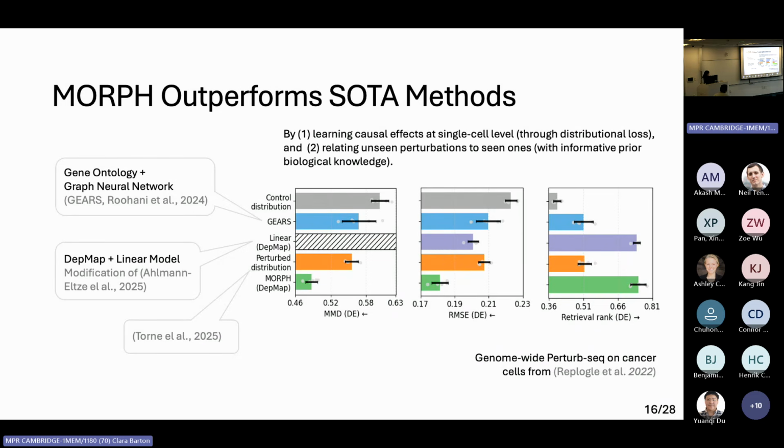So essentially, I think the major contribution of MORPH's performance gain is coming from this type of MMD training using single cell level information. If you use, say, RMSE or randomly paired cells, you are probably going to do much worse on these MMD type of metrics. And secondly, it performs well compared to some of the methods because it can use this very informative prior biological knowledge to relate unseen perturbations to those seen during training.